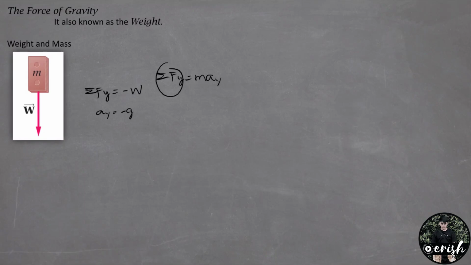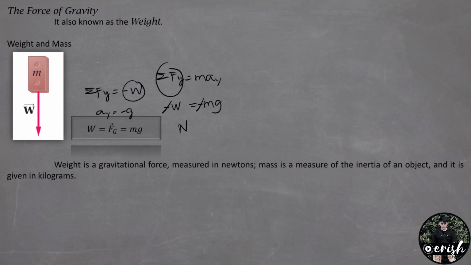So, itong net force natin again is equal to negative weight. Ito siya. This is equal to mass times acceleration at vertical natin is gravity, which is negative. So, this is negative. And we can cancel the negative sign now. Therefore, the weight of an object of a mass is equal to mass times gravity. Weight is a gravitational force measured in newtons. Mass is a measure of the inertia of an object and it is given in kilograms.